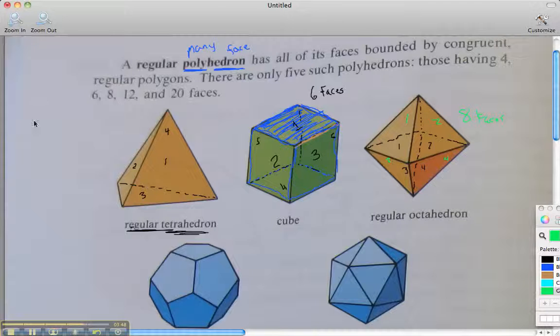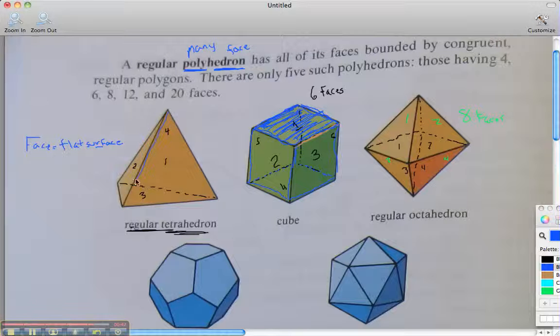So, going back to my blue, the face is the flat surface of a polyhedron. Okay, now we're going to learn 2 more terms.